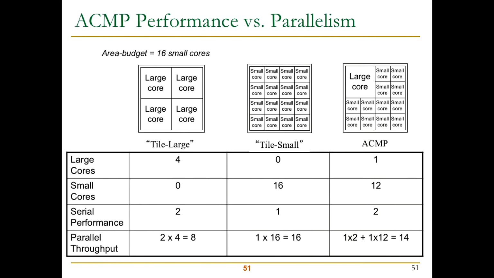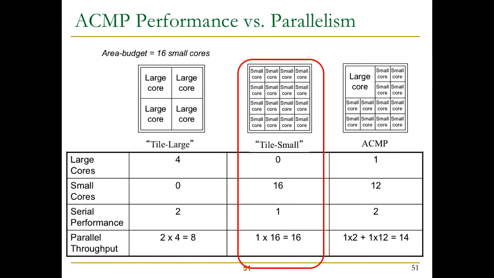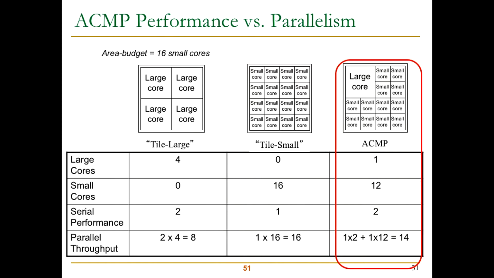OK, let's look at the performance of this. I've shown this earlier, so I'm not going to harp on it as much. This is the tile large approach: serial performance is good, parallel throughput is bad. Tile small approach: parallel throughput is good, serial performance is bad. And this is the ACMP, asymmetric chip multiprocessor: serial performance is good, and parallel performance is close enough.